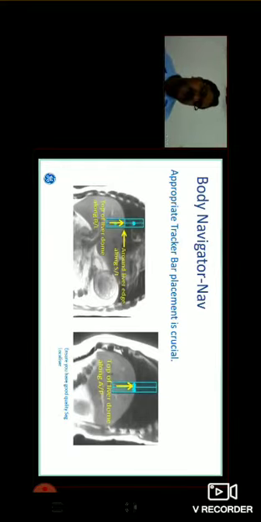Once it is in expiration, the position starts. It starts expiration, position starts. So the navigator has to be placed well.